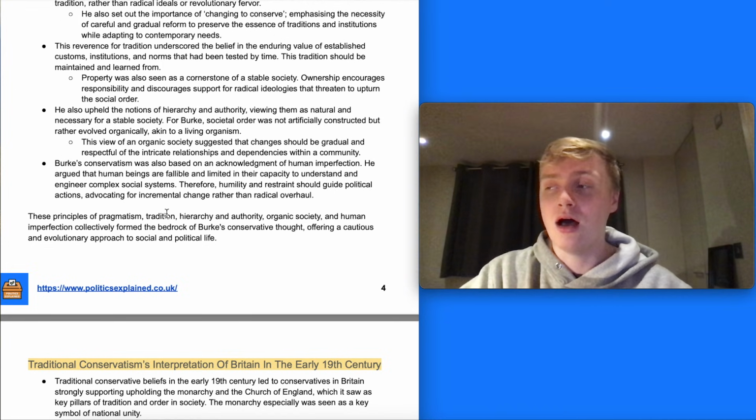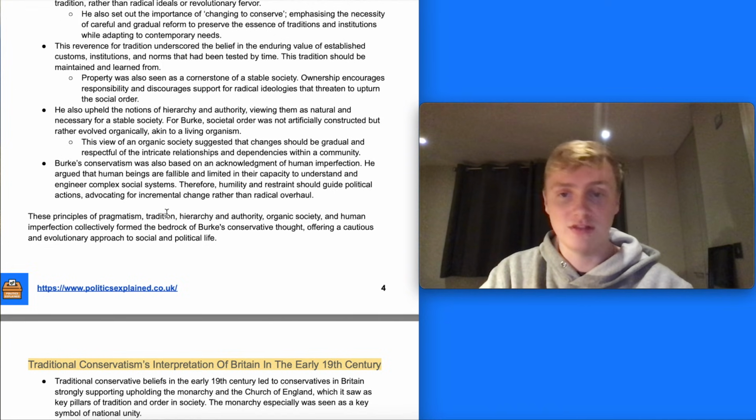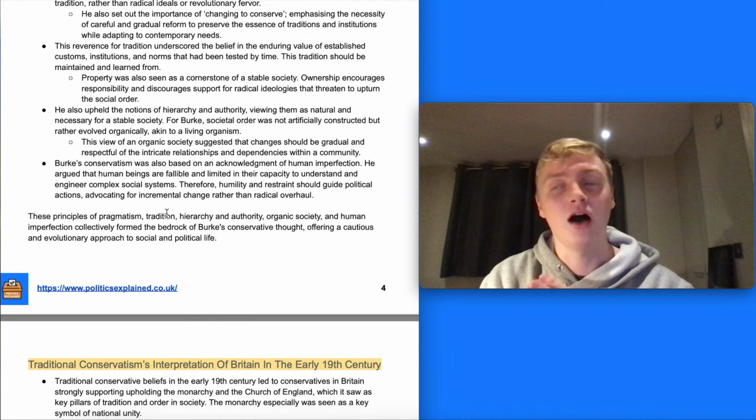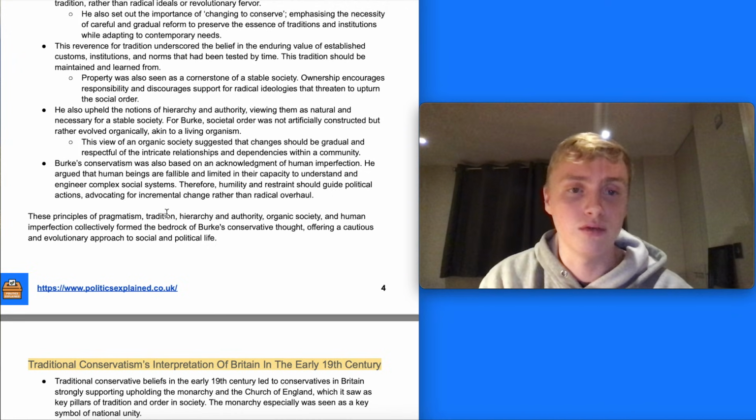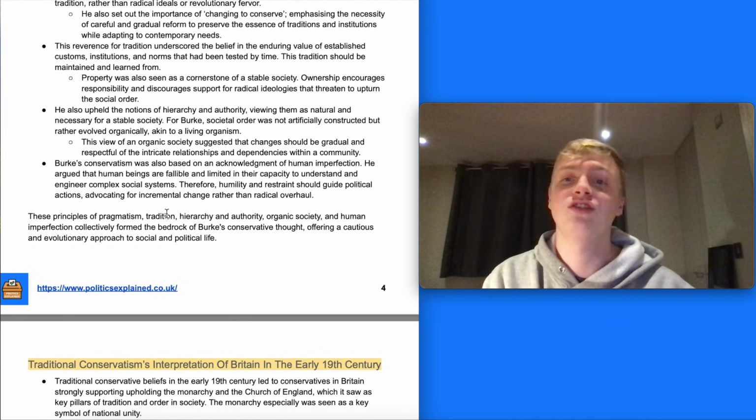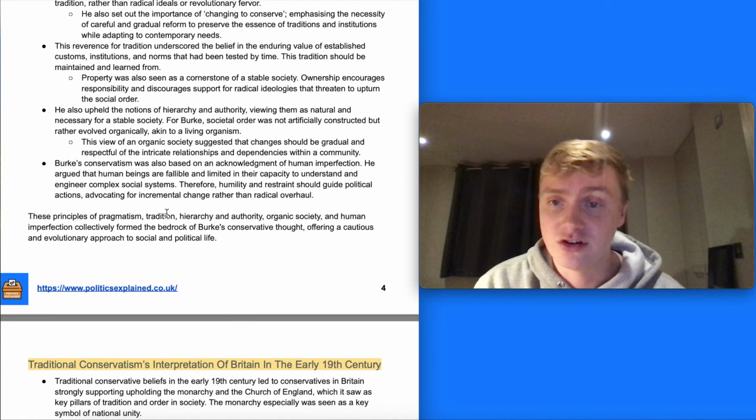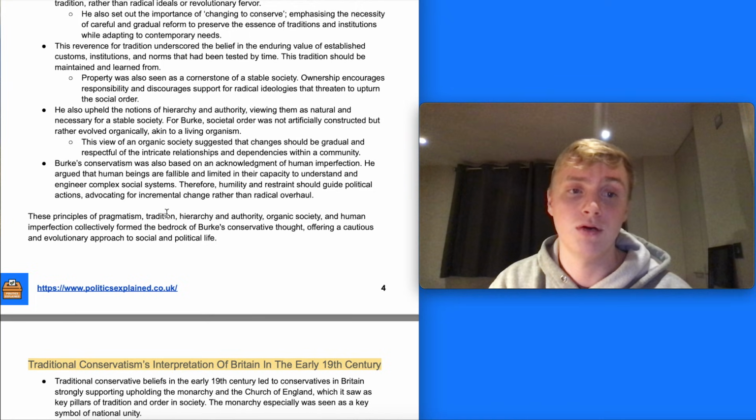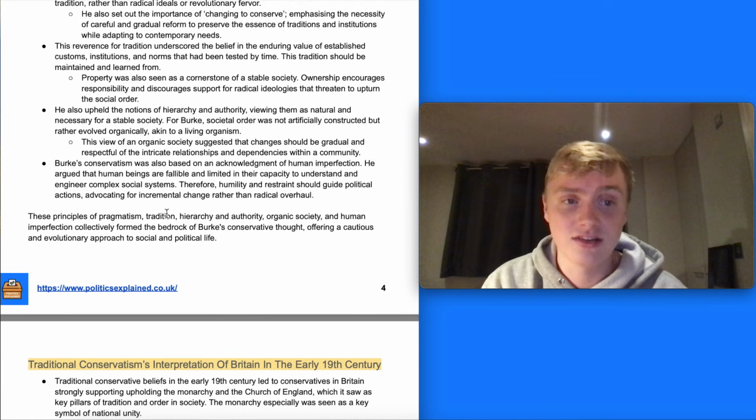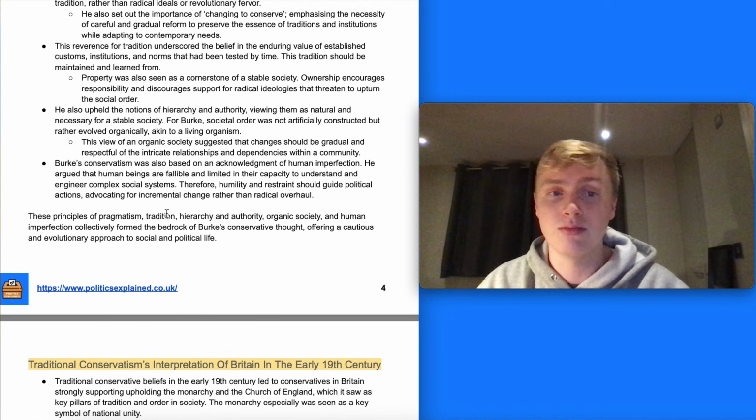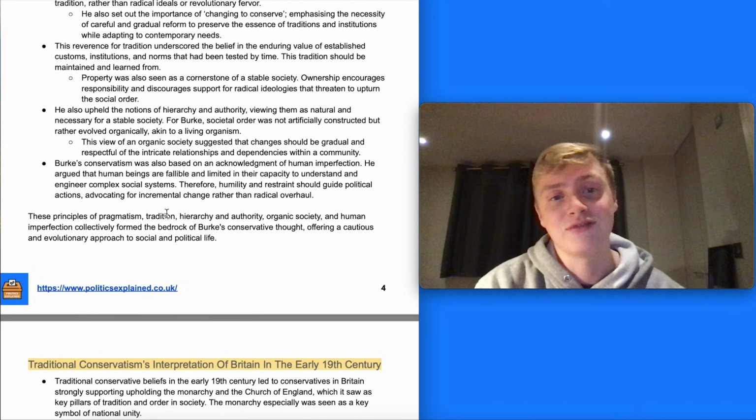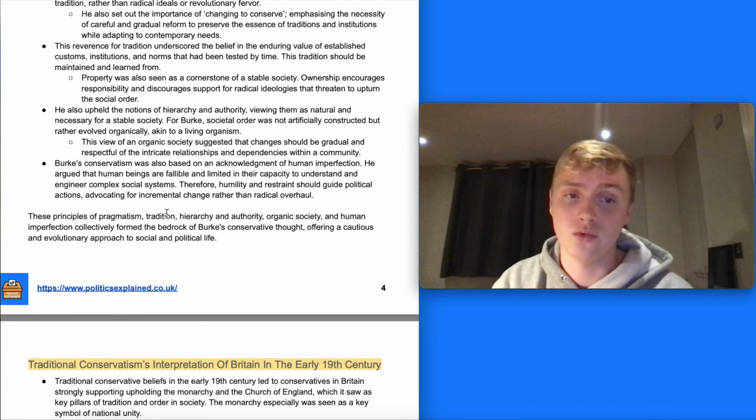You need to be understanding and respectful of these traditions, and understand that you can't just plan a society. You need to nurture it and allow it to continue to evolve in the correct way. And then finally, Burke's conservatism really acknowledged human imperfection, which is another key principle of conservatism. He argued that humans are fallible and limited in their capacity to understand and engineer complex systems, and therefore humility and restraint should guide political actions, advocating for incremental change rather than radical overhaul.